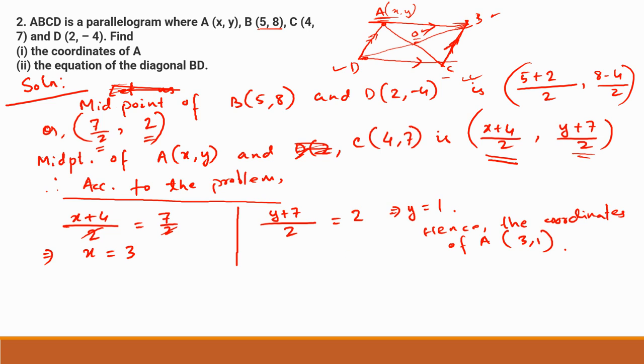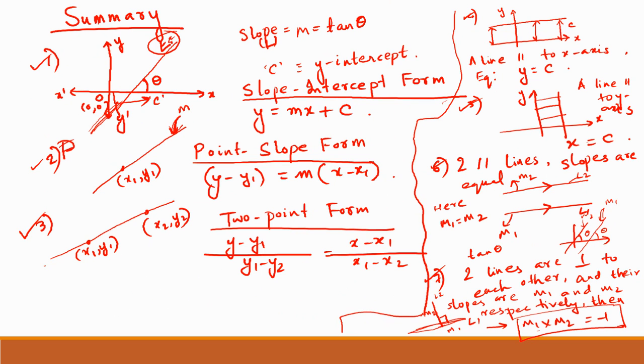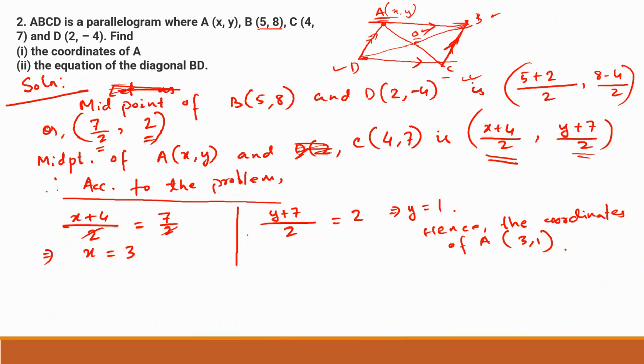Alright, now you have to find out what is the equation of BD. This is a piece of cake, right? I already gave you the two point form of a straight line. If two points are given, how will you find the equation of a straight line? So I already gave you that. Now for the equation of the diagonal BD, you already have B and D, and you also know the center O. But let me just do it still.